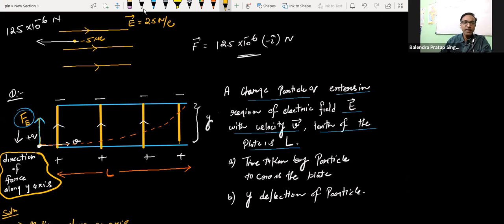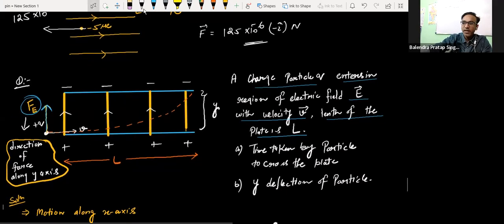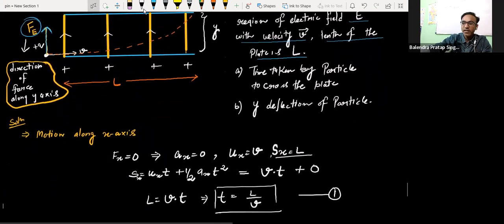Okay, Abdul Rahman, is it clear now? Yes, sir. Okay, so now we can go to the first part of this problem, that is the time taken by the particle to cross the plate.